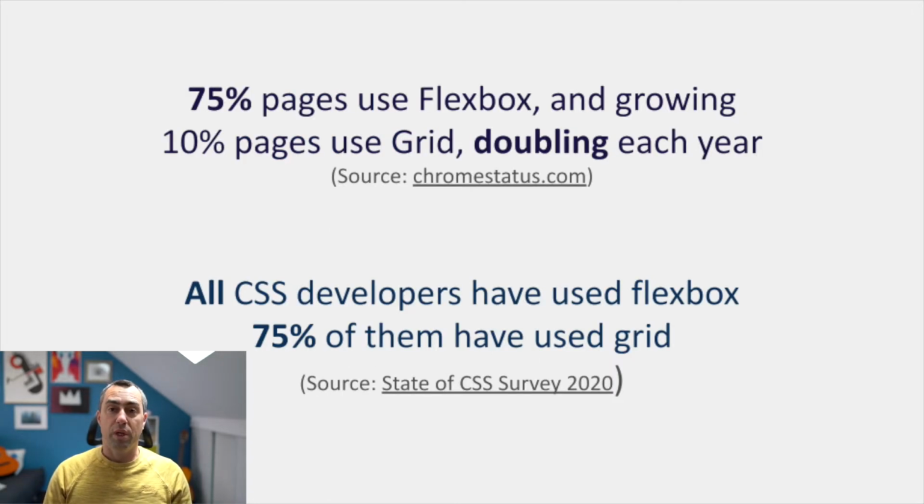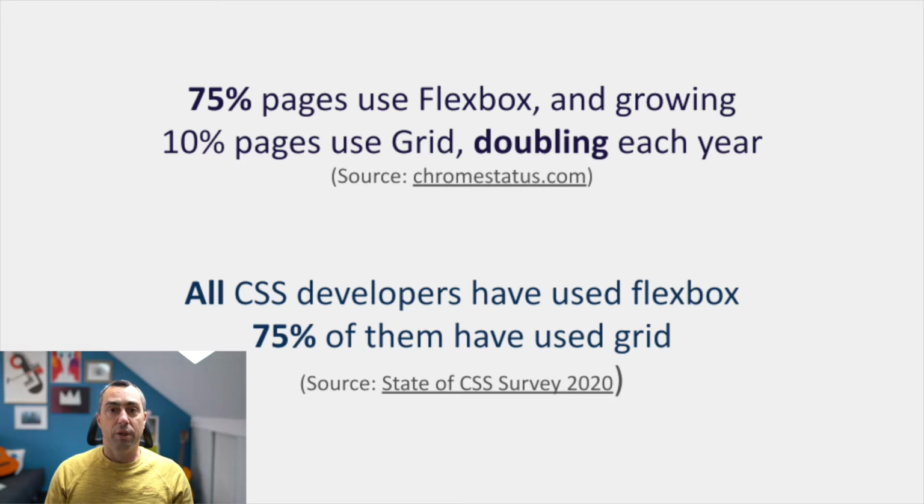In terms of popularity, Flexbox is really widely popular right now. If you look at chromeStatus.com, 75% of all page loads use Flexbox at least once, and it is growing. It has always been growing, and it's not slowing down. Grid, on the other hand, is much lower usage. It's only 10% right now, but at the same time it's growing as well. It's actually been doubling since last year, and I think from the year before as well.